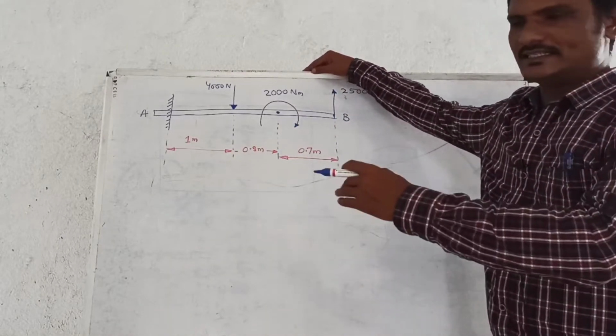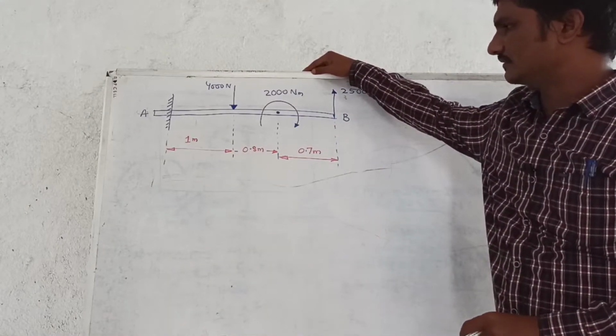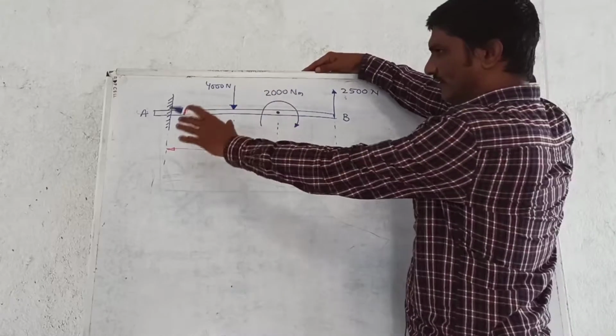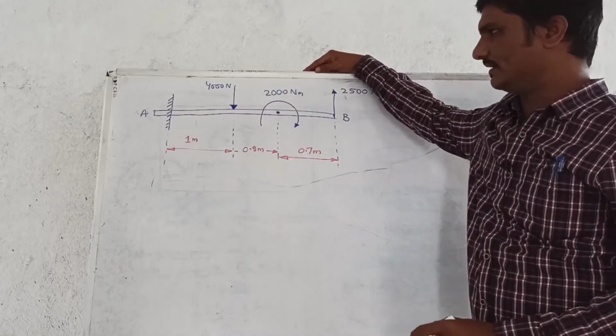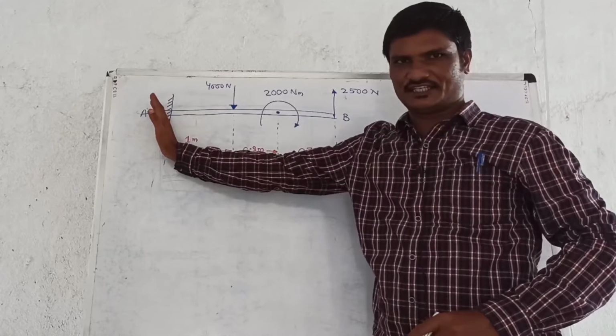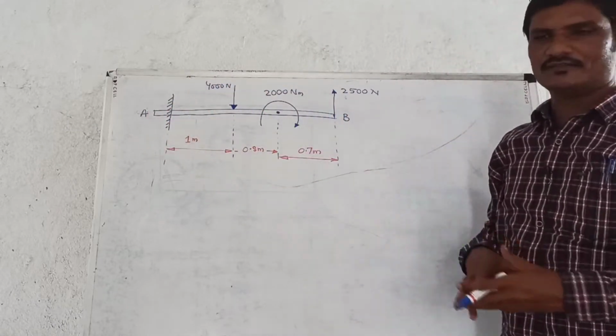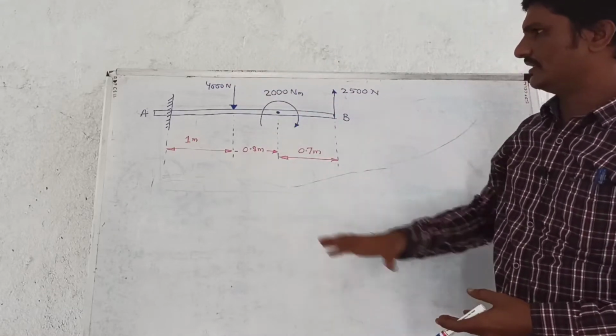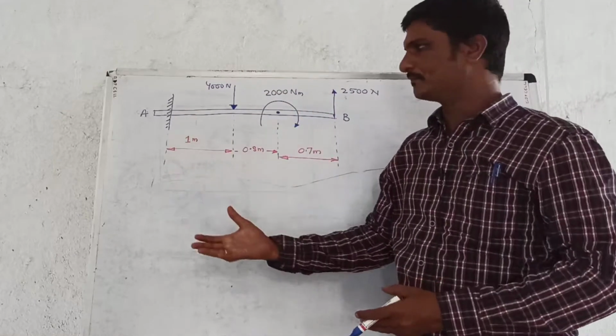So here is another problem on the equivalent force system. It is a cantilever beam. A cantilever beam is nothing but a beam where one end is fixed and the other end is free, and a number of loads are applied on the beam. Okay, so it is like a cantilever beam.